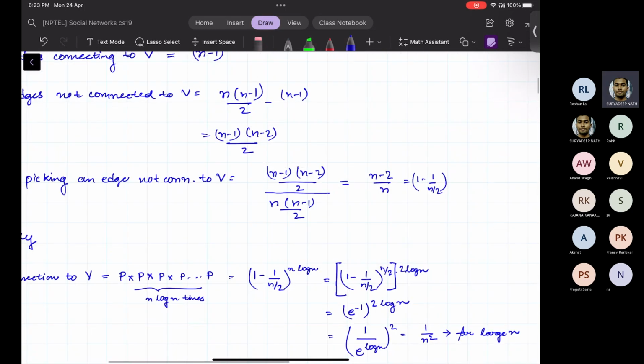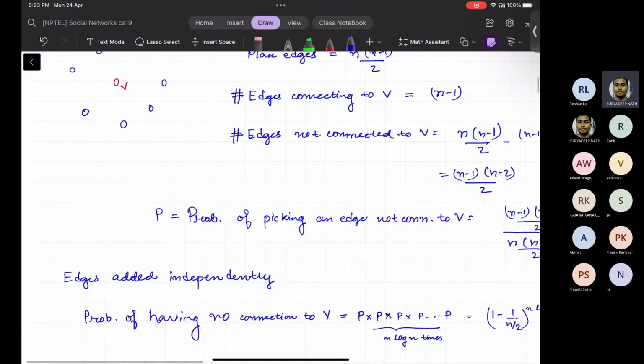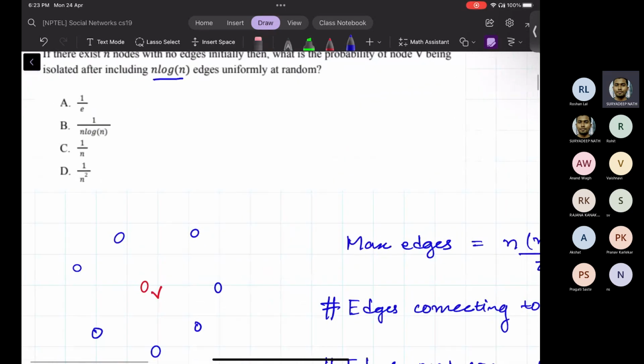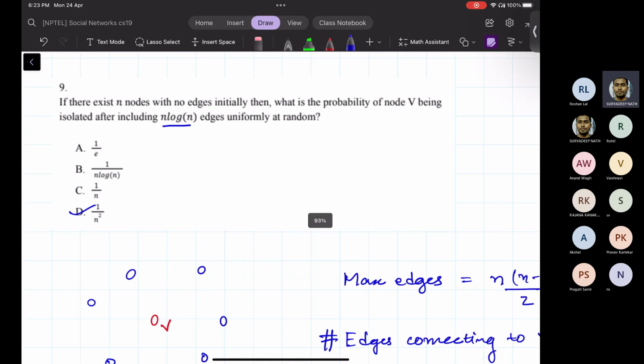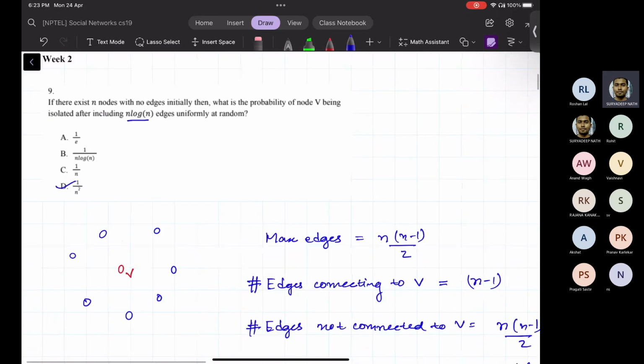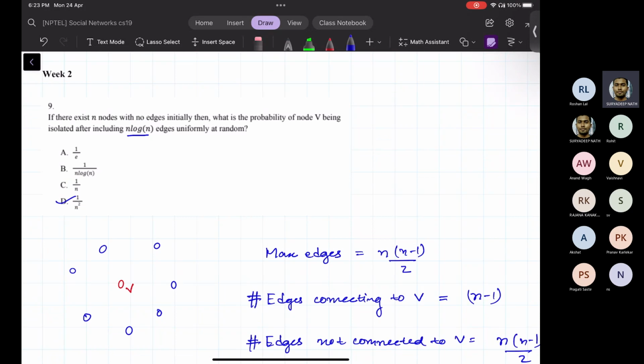Therefore, the probability is 1 over n square. So the right answer is option D. So this is the probability with which V will remain isolated, that is, not connected to any of the other n minus 1 nodes after adding n log n edges uniformly at random and independently of each other.